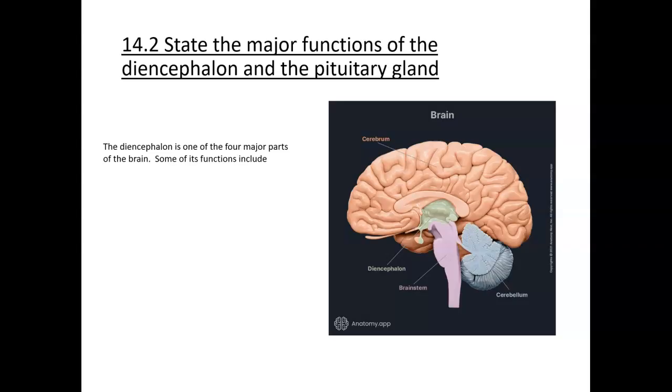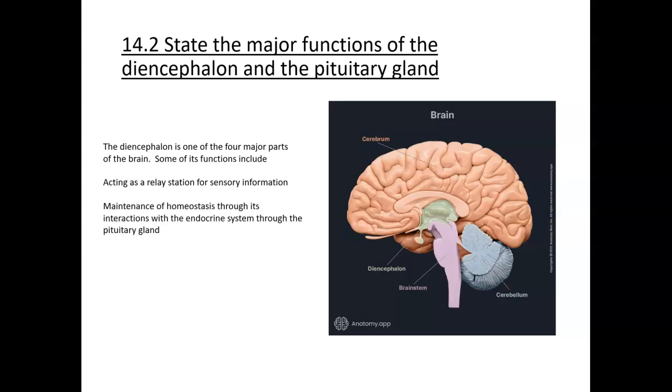Okay, so that's what I want to talk about with cerebrum. The second part of the brain I want to talk about is the diencephalon. We said the diencephalon was that kind of middle part of the brain. And attached to the diencephalon is a gland we call the pituitary gland.